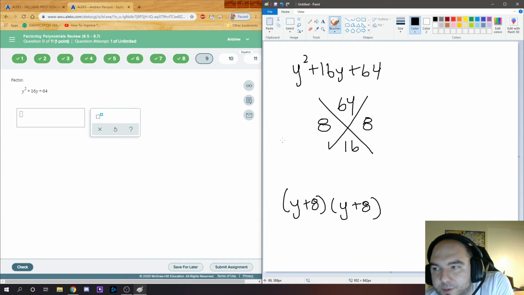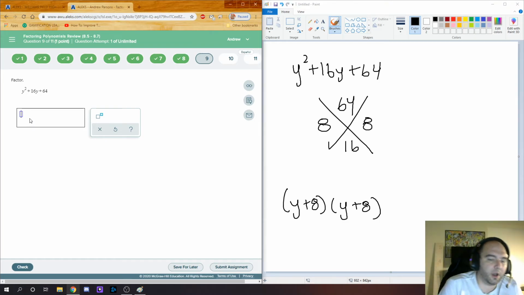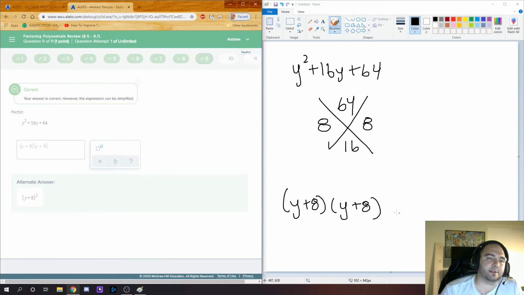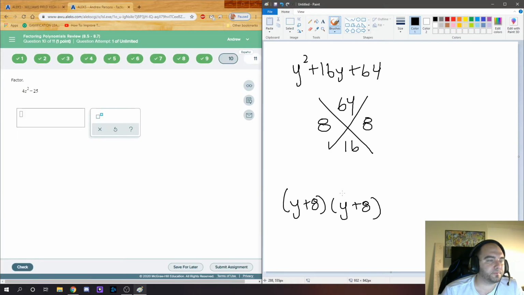But if you notice it's a special case by looking at it and saying, oh, 8 and 8 make 64, 8 and 8 add up to 16, you can probably just jump right to writing the answer. Of course, on your test, I would love to see some work, though, probably. So make sure you write a little bit like what I wrote there. Oh, yeah, this is true, too. You could write y plus 8, then square it. That'd be an equivalent answer.